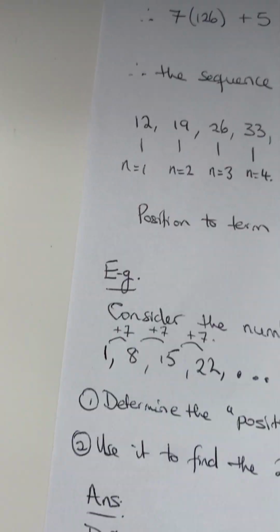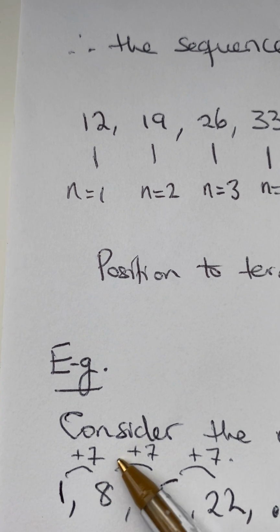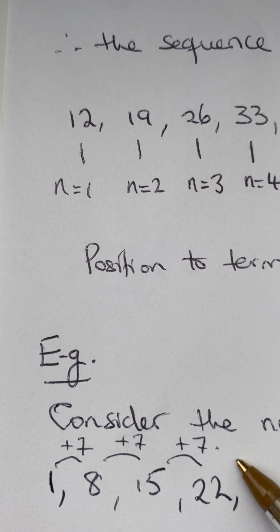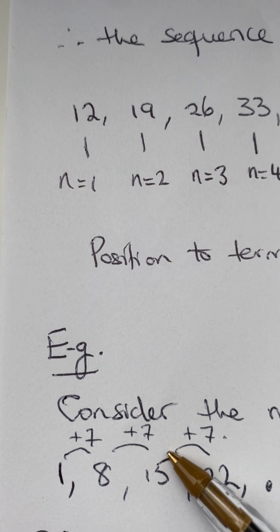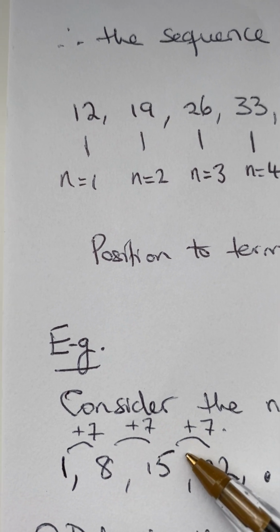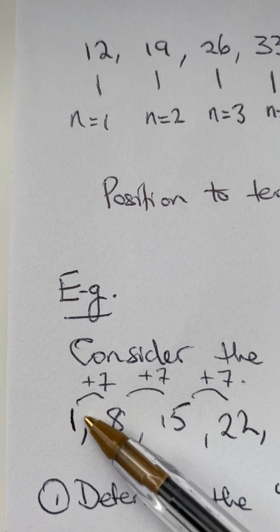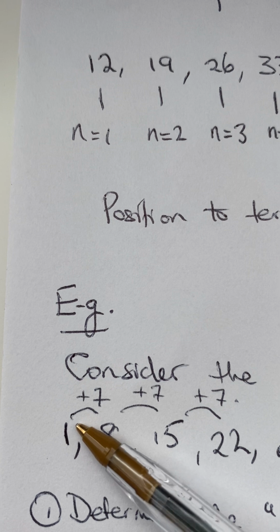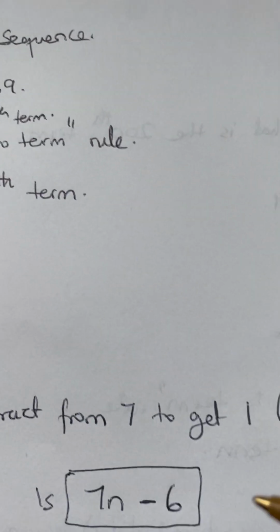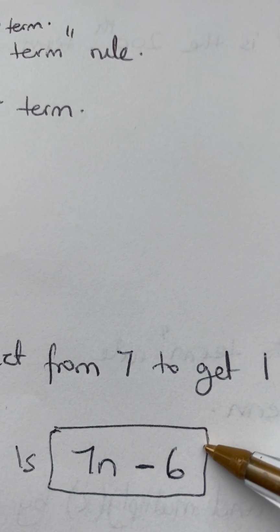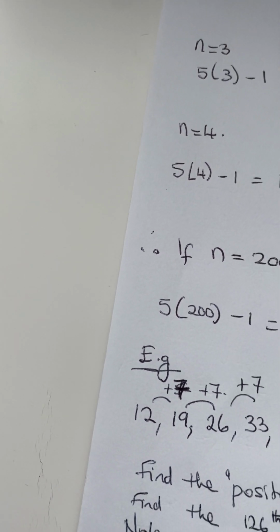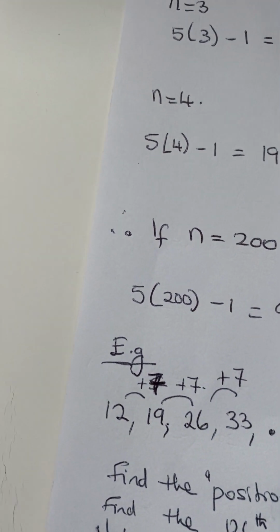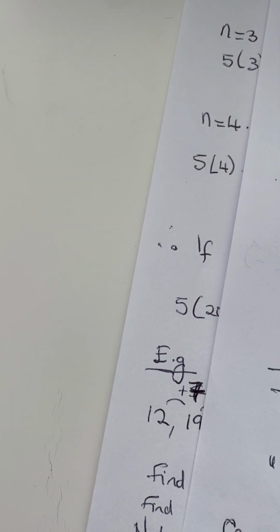So all we need to do is to find whether it's increasing or decreasing. If it's increasing, we multiply by 7. Then we look at our first term. What do we do to get that number? What do we add or subtract? And that will be the second part. So I hope I've managed to explain this to you.